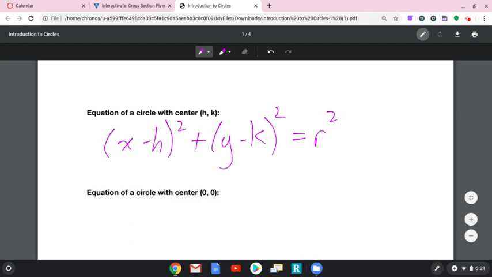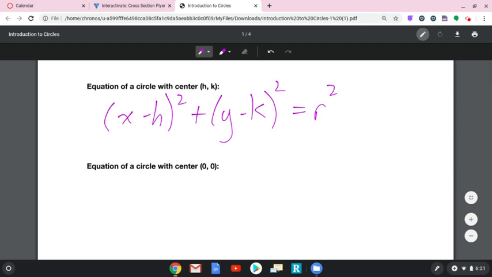Now, if you have a center of (0, 0), those values of 0 would go in for h and k. So this would be even simpler. It would be x minus 0, which would just be x squared, plus y minus 0, which would just be y squared, equals the radius squared. So that's the formula we would utilize if we had the center at (0, 0).